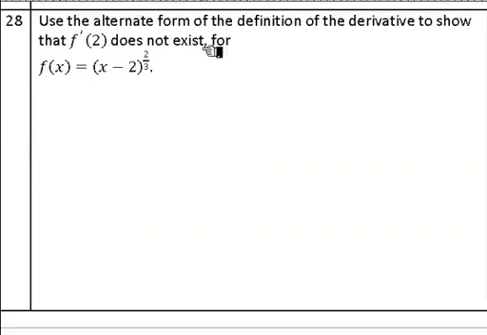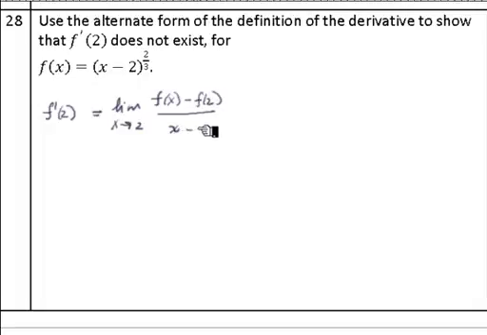Here we're using the alternate form of the definition of the derivative to show that f prime of 2 does not exist. For this, f of x is x minus 2 to the 2/3. So let's try to find f prime of 2 and see why we can't do that. Okay, so we're using the alternate form of the derivative, so that would be the limit as x goes to 2 of f of x minus f of 2 over x minus 2.